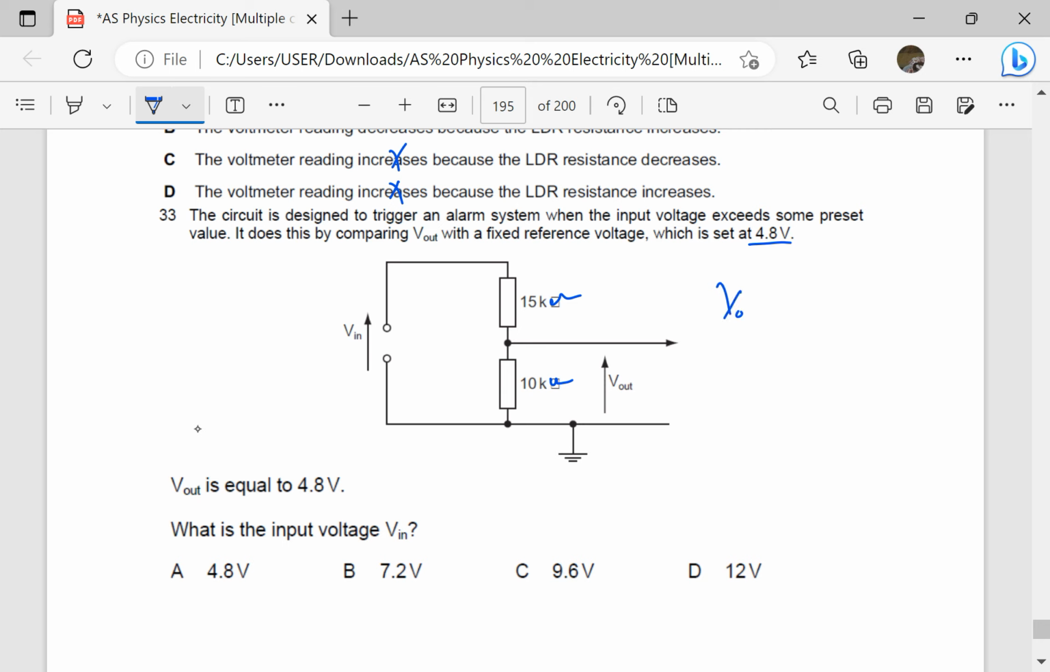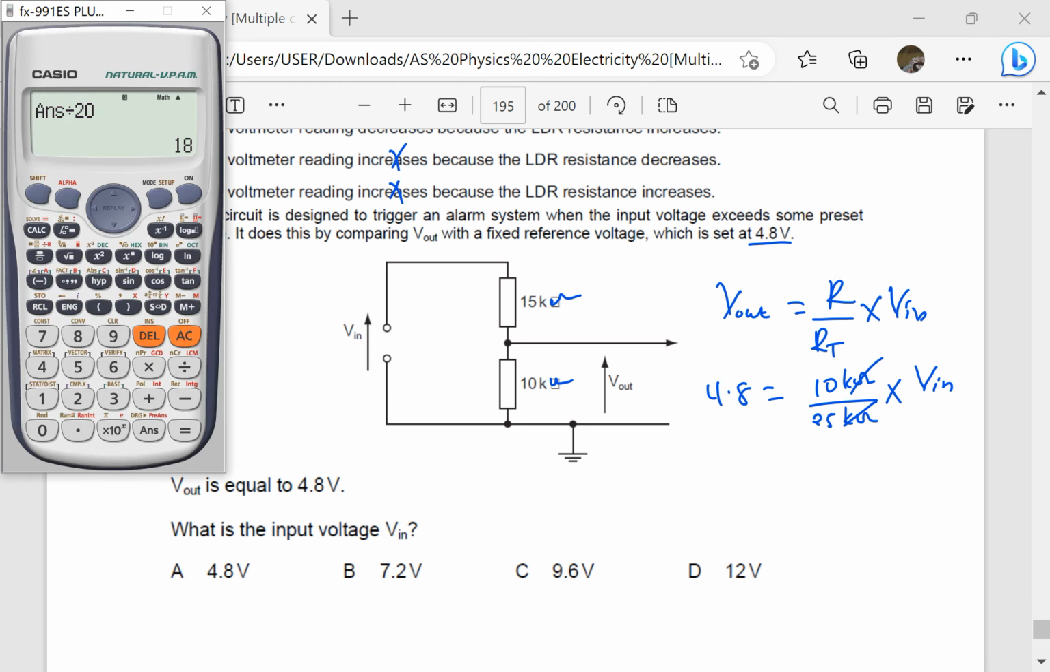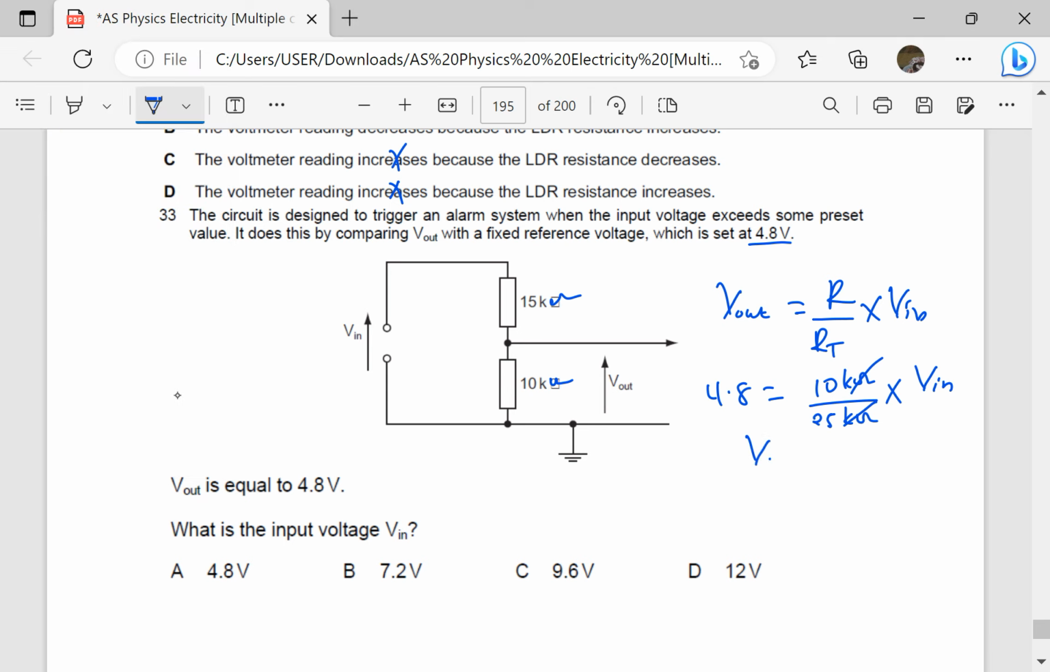If Vout is 4.8, we know that Vout is equal to the resistance across which Vout is measured over the total resistance in that branch, times Vin. That is the potential divider formula. So 4.8 equals 10 kilo ohms over the total resistance, which is 10 plus 15, which is 25 kilo ohms, times the Vin we want to find. So kilo ohms cancel. Vin is going to be 4.8 times 25 divided by 10, which is 12. So Vin is going to be 12 volts.